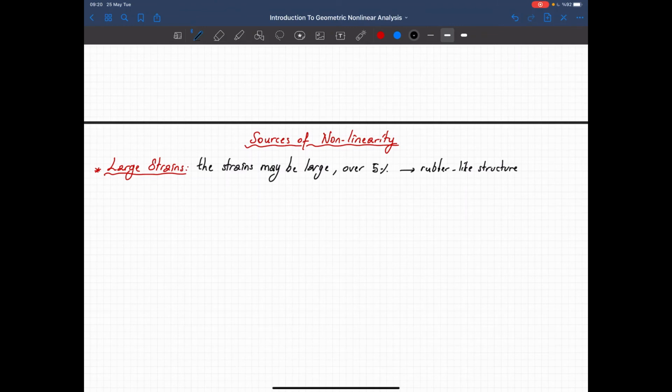Why 5%? We will see different strain definitions, and up to 5% strains, they more or less give almost the same results, but after 5% they start to differentiate. So if your strains are smaller than 5%, it doesn't matter which strain definition you use, the difference will be very small, maybe negligible, but after that the result starts to change.